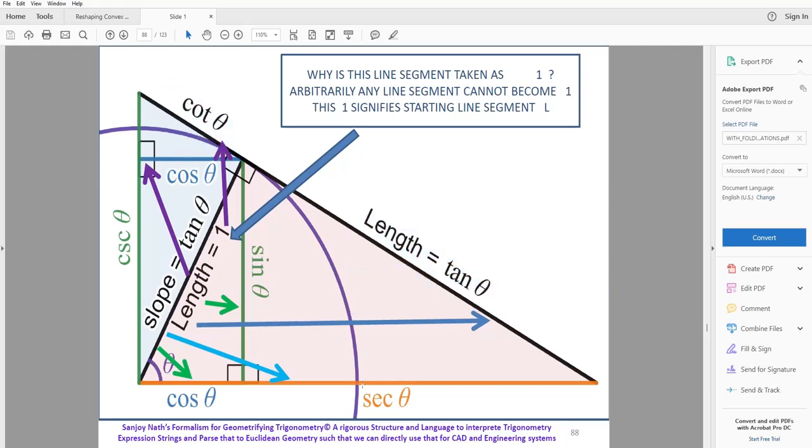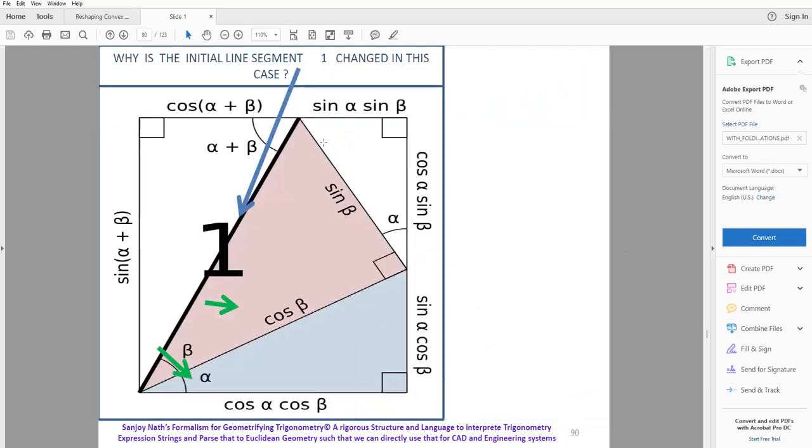Here you can see that sec theta, cos theta, cosec theta, sin theta are constructed in such a way that cos theta and sec theta are always collinear. For this condition, the cosec theta and sin theta are parallel, and these kinds of things are very good to understand. In the similar way, here you can see the gluing operation is done.